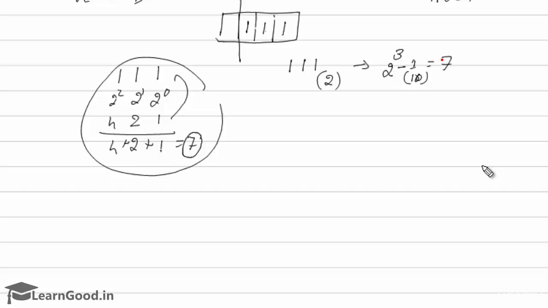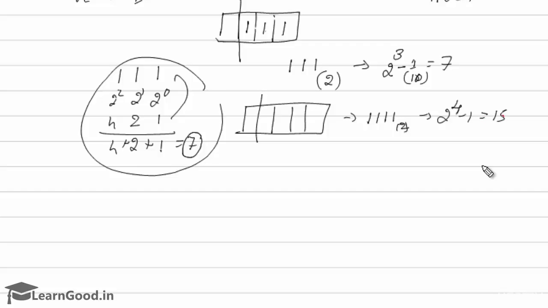Okay. Similarly, if you are having a 4-bit data location, that's total 5 bits. In that case, what you can store is 4 ones. 4 ones is going to be nothing but 2 raised to 4 minus 1. 2 raised to 4 is 16, minus 1, it's going to be 15. So 15 is the maximum value you can store in this location.